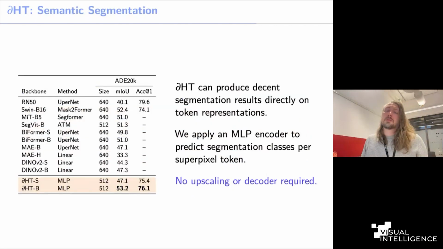In addition to that, we did some semantic segmentation on ADE20K, and there as well we were able to show that here we can do prediction on the tokens themselves without having to do any type of upscaling or adding more sophisticated decoders. And we're able to show that we can actually get quite competitive results for semantic segmentation on ADE20K just by predicting on the tokens from the Superpixel transformer.